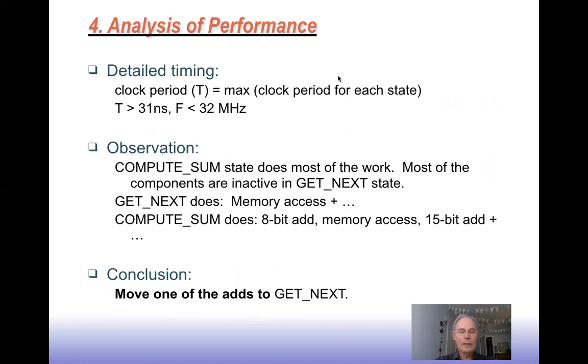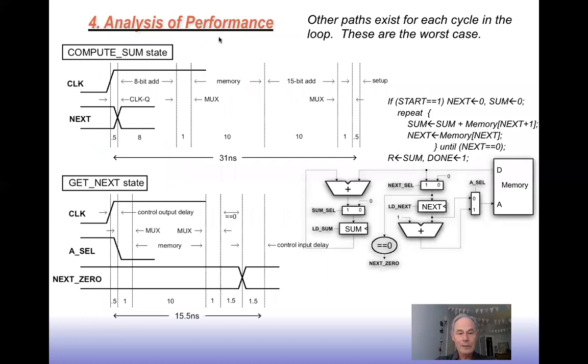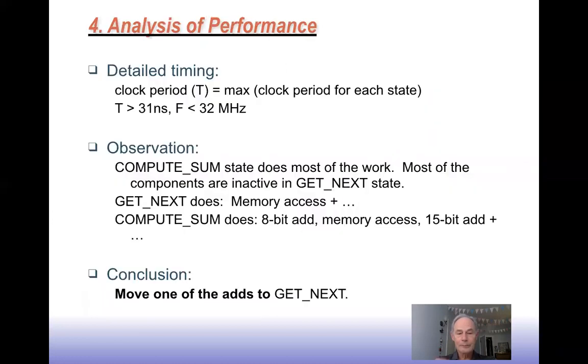And so here's a summary of it. So the clock period T has to be the max of the clock period for each state, because we can't have a different clock period for the two states. It's just the clock repeating every time, right? So we have to take the worst case, which has to be greater than 31 nanoseconds. That was this top one, the compute sum state. So that means 1 over that, the frequency is going to be no greater than 32 megahertz. Okay.